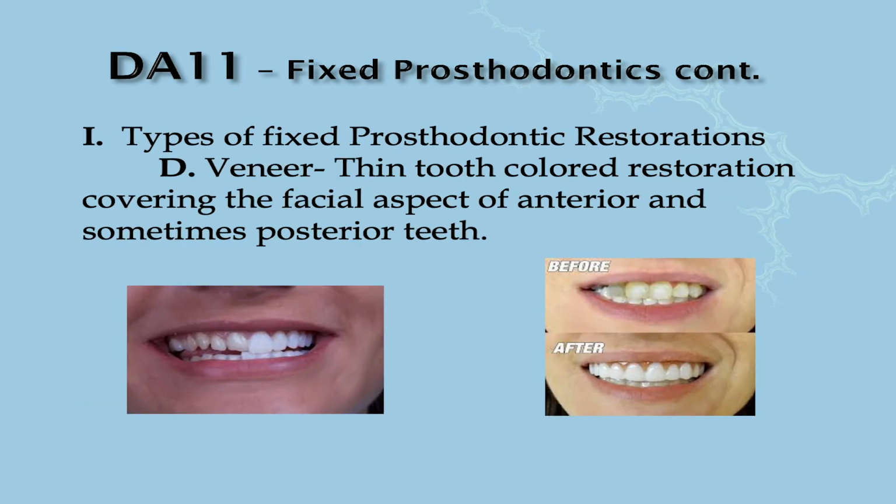A veneer is a thin tooth-colored restoration that covers the facial aspect of the anterior and sometimes posterior teeth. It's kind of like a contact lens on the front of the tooth.